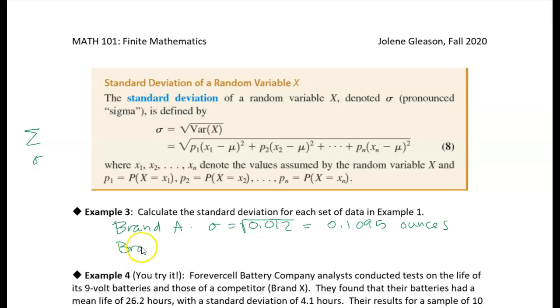And for brand B, we can calculate the standard deviation just by taking the variance that we got, which was 0.042. And that gives me 0.2049. The units are ounces. All right, that's all there is to example 3.